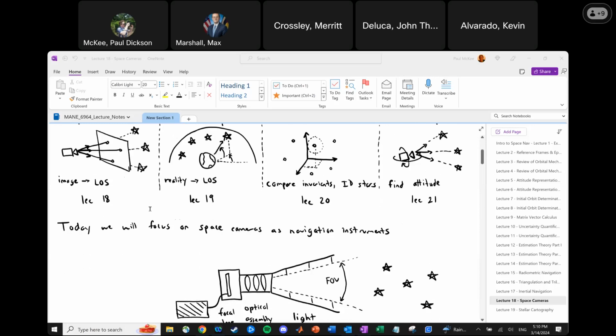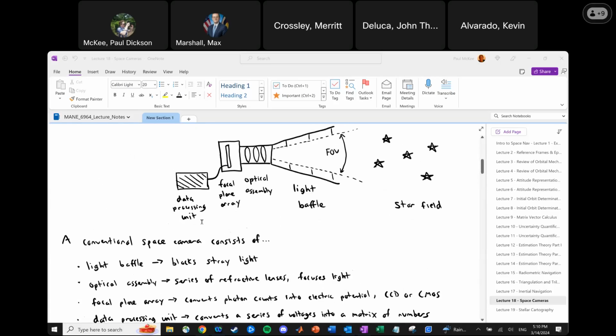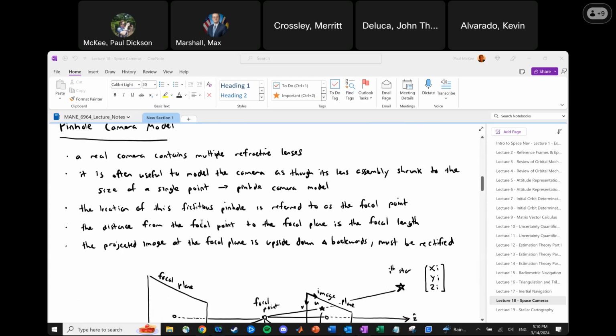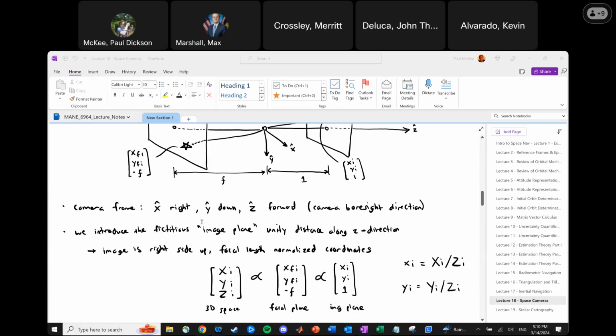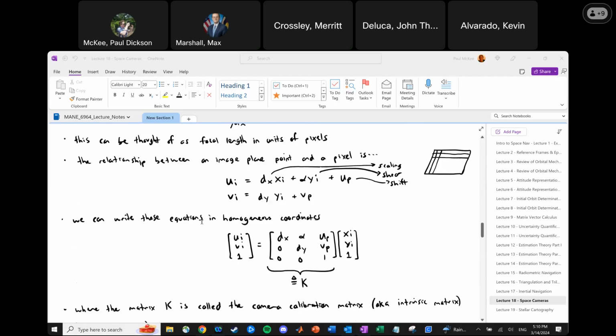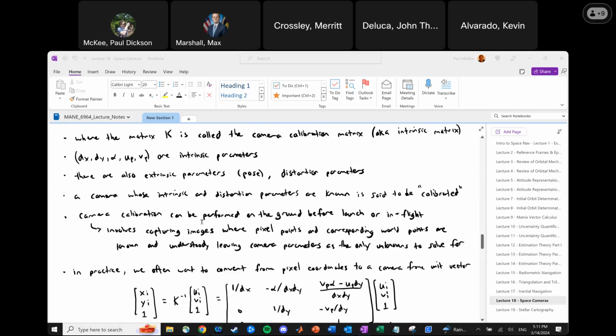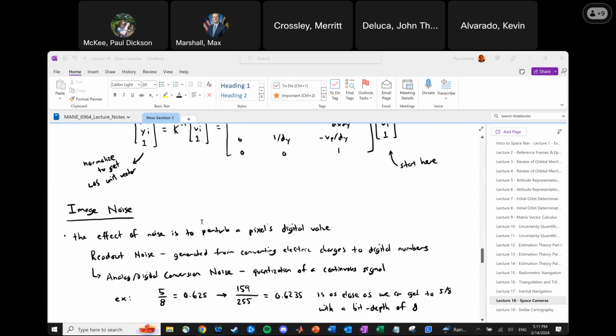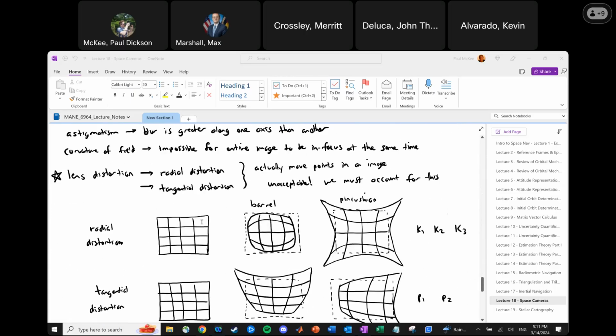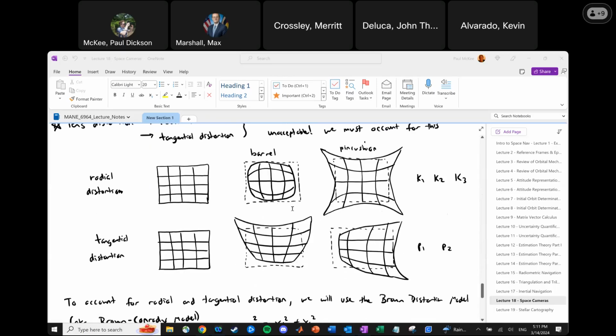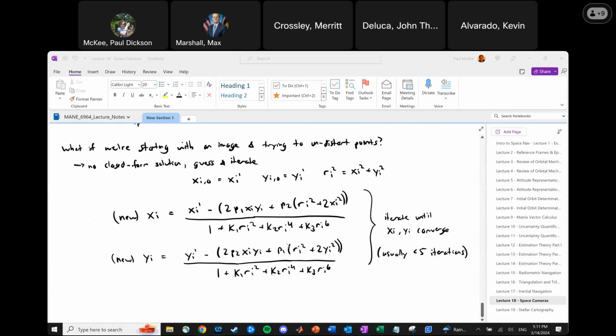And today we're talking about space camera. So the goal is to go from stars in space to pixels in an image, or pixels in an image to stars in space. We talked about how a camera works. We talked about a mathematical model where we treat the star as following pinhole projection. We talked about the camera calibration matrix or the camera intrinsic matrix. We talked about sources of image noise. We talked about optical aberration. We talked about barrel and pincushion, which are 2 types of radial distortion. We talked about tangential distortion. And we talked about how to use the Brown-Conrady mathematical model to undistort your image points, which is great.